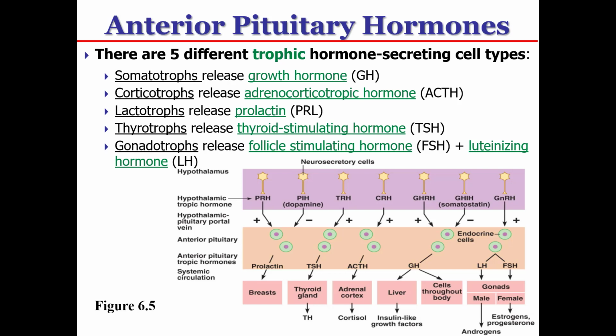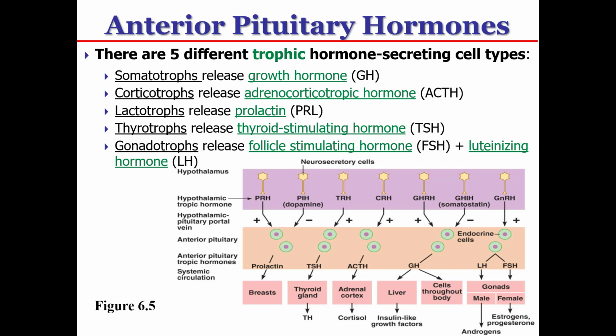So the 5 different trophic hormones from the hypothalamus communicating to the pituitary gland and targeting tissues all over the body are classified as somatotrophs. Somatotrophs have to do with skin, bone, and muscle, and that hormone is growth hormone, or GH. Corticotrophs release adrenocorticotrophic hormone, or ACTH, which targets the adrenal glands, and we will look at this hormone again when we get to the adrenal glands in this lecture.